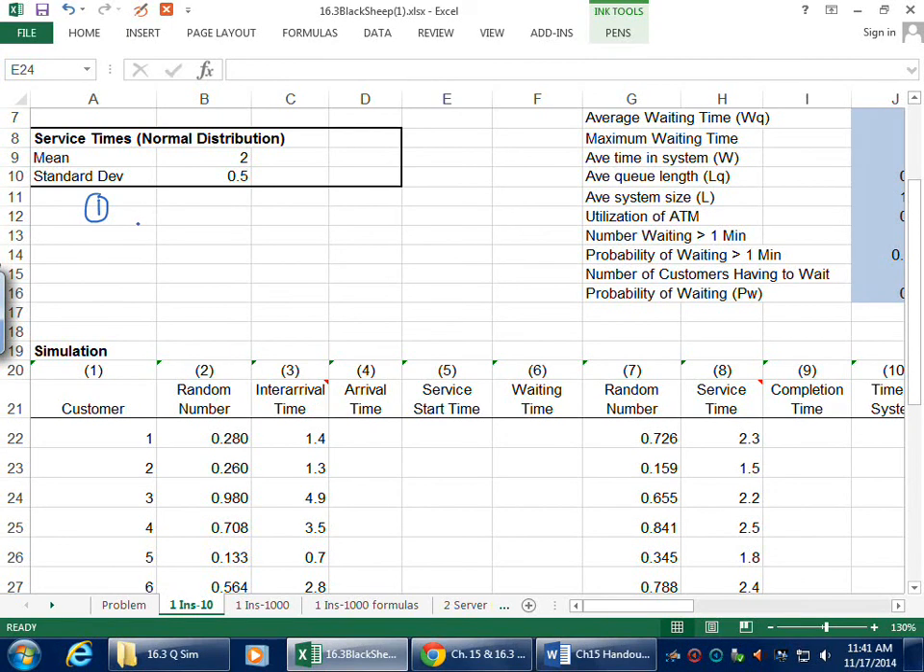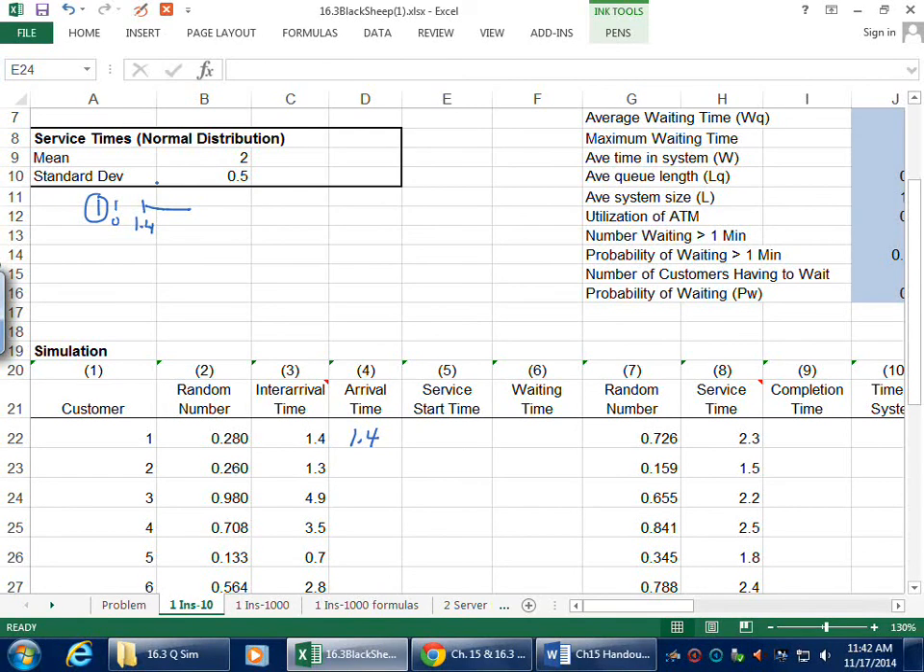So time is 0 here, and here is, let's say, 1.4. So scarf number 1 arrives at time 1.4. Now we gotta think about the arrival time, which is the same thing, 1.4, and the service start time.